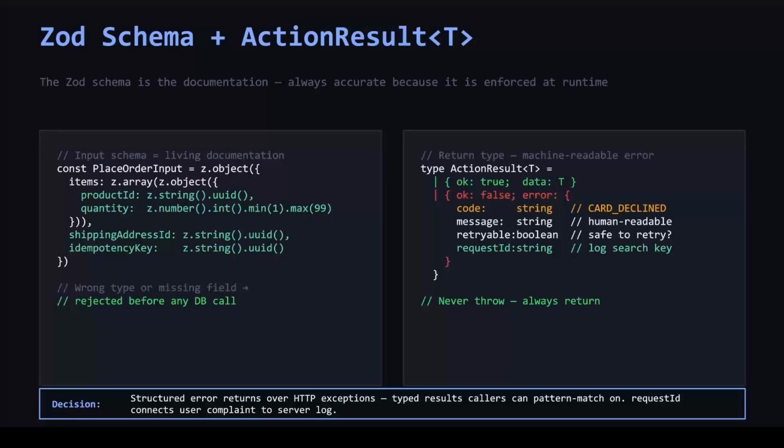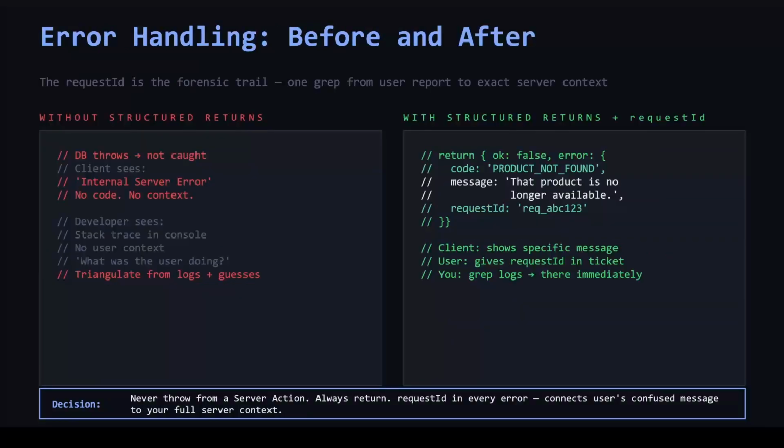Never throw from a server action. Always return. Throwing bypasses your return type, strips the structured error, and gives the client a generic HTTP error to work with. Without structured returns, the database throws, the error propagates up, and the client sees internal server error. No code, no context. The developer sees a stack trace in the console. No user context, no way to know what the user was doing or which order was involved. With structured returns and request ID, the failure is explicit, useful, and traceable.